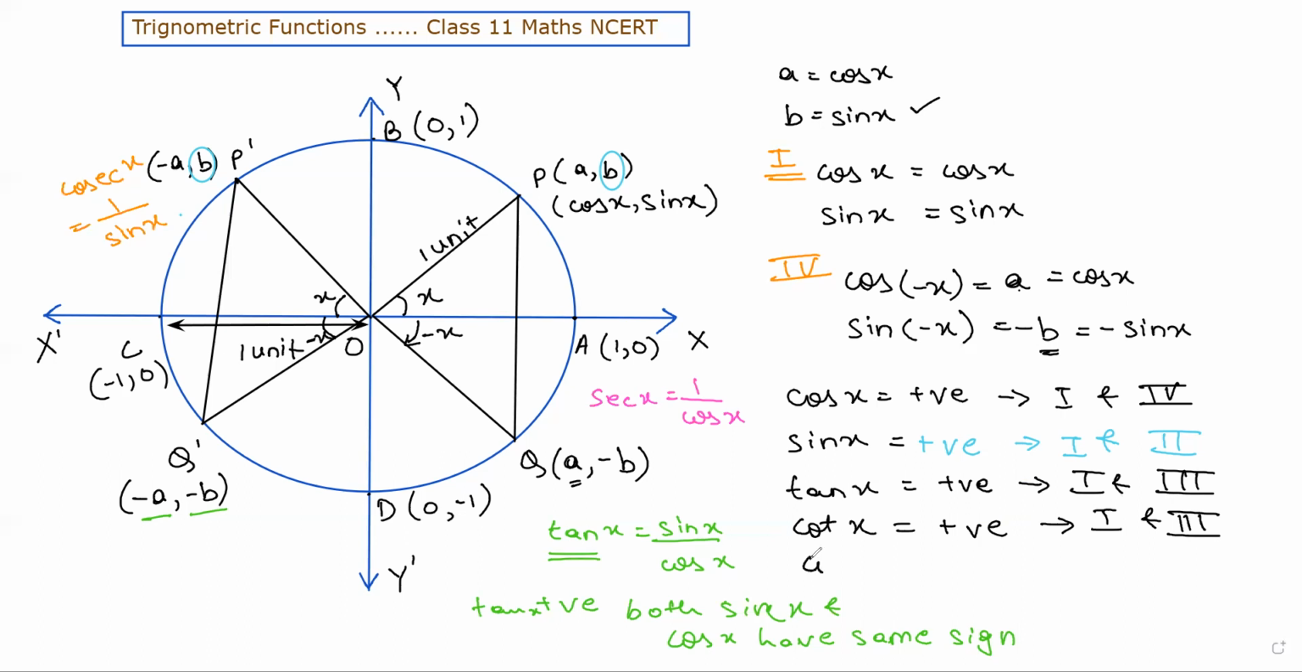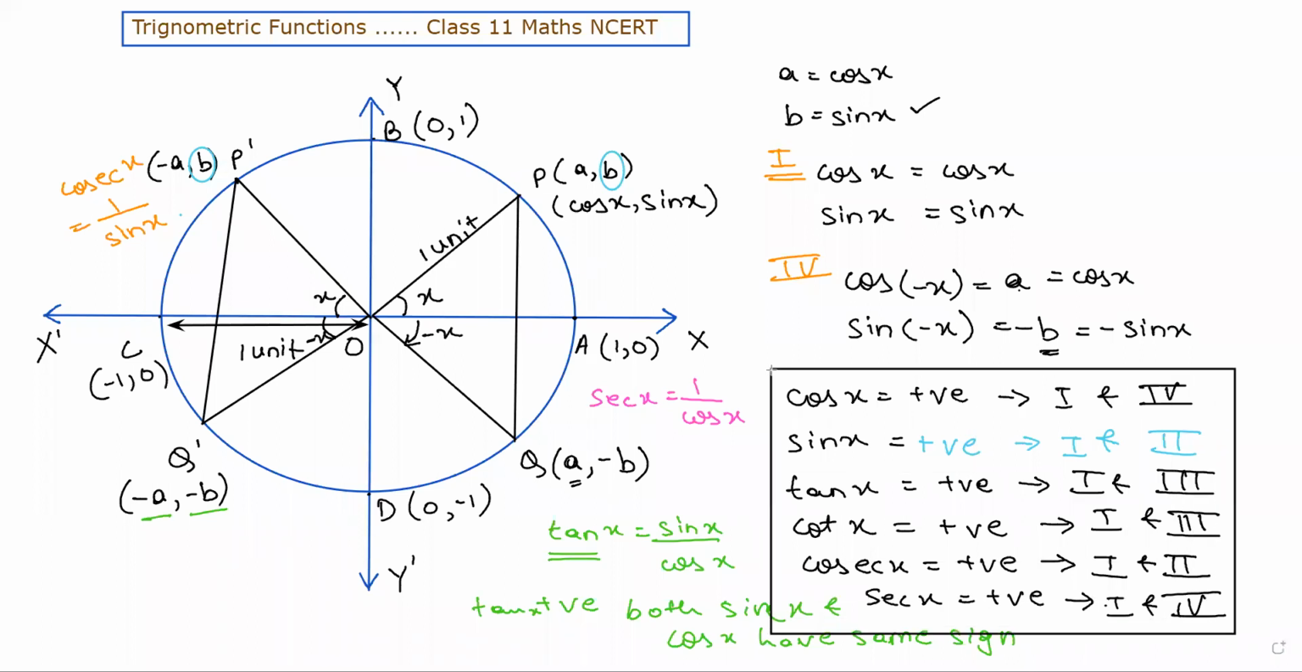Which means cosec x is positive in the first and second quadrants, and sec x is positive in the first and fourth quadrants. This might look a little messier, so let's rewrite it in the form of a table.